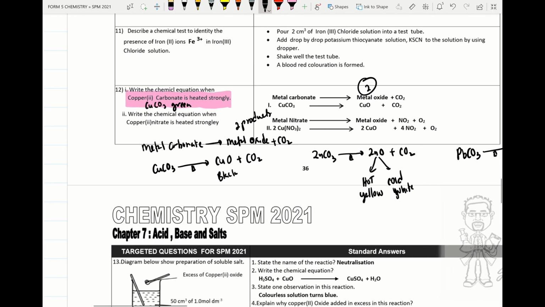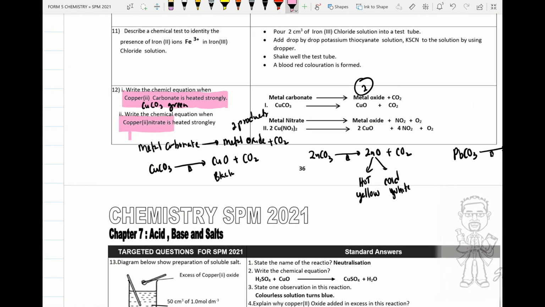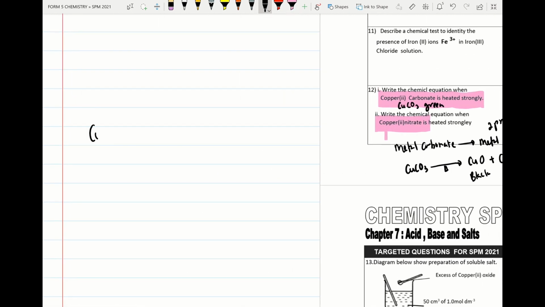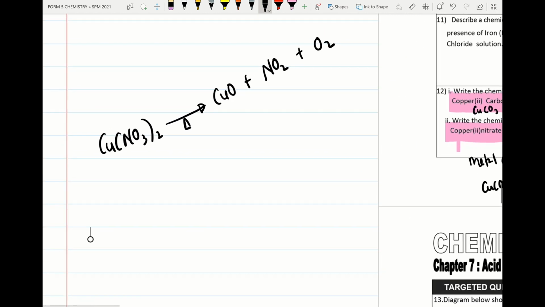We have one more: when a metal nitrate is heated, we will get three products, including a brown gas that will be released. Please check here. Copper(II) nitrate, when heated strongly, gives a metal oxide, which is copper(II) oxide, plus a brown gas, nitrogen dioxide, and a colorless gas, oxygen, will be released. How to balance this equation? Put 2 here to balance copper(II). Then check the nitrogen: 2 times 2 is 4, so here I put 4. Oxygen balances itself. Check here: oxygen 6 times 2 is 12, so oxygen will be 2 here, and 8 plus 2 is 10.